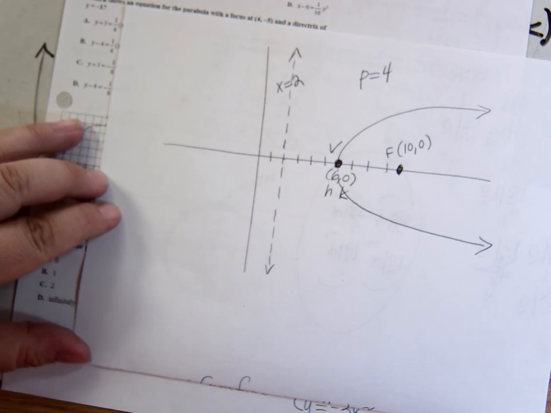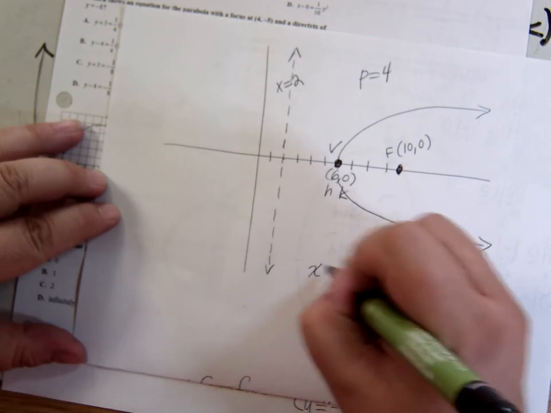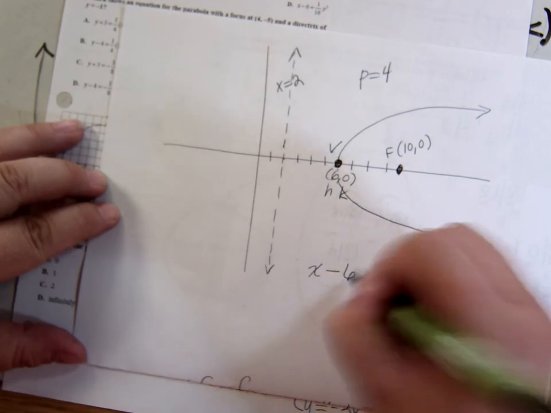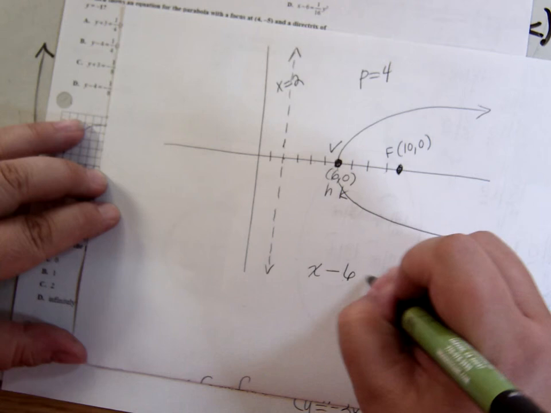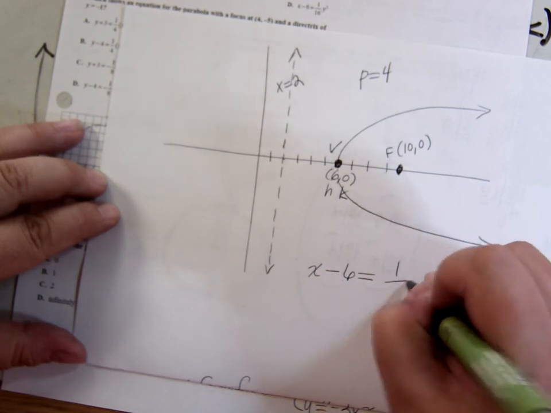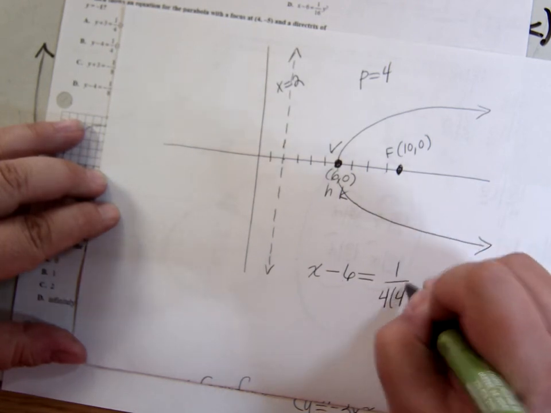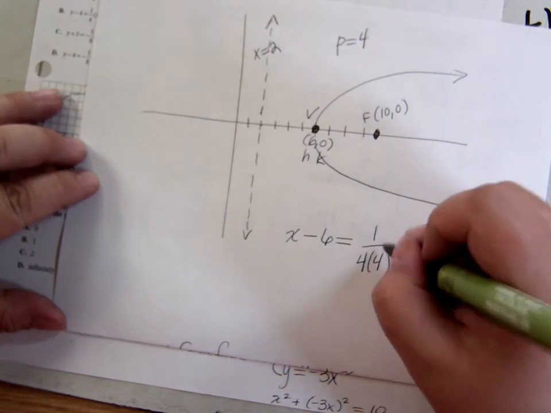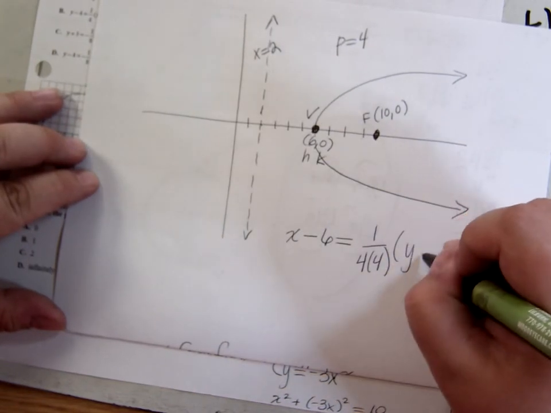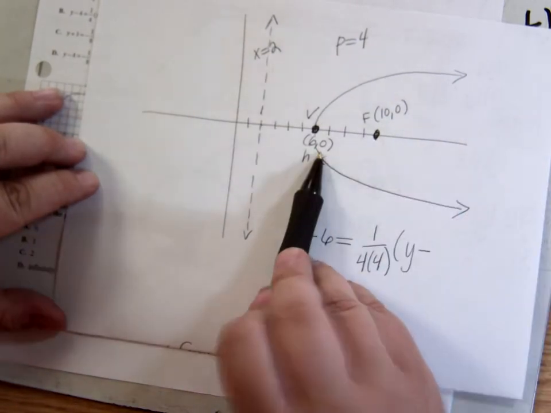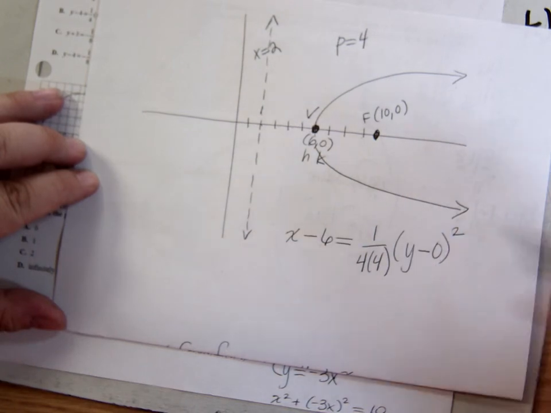I know that this opens to the right, so I know it's X. X minus H, so X minus 6, equals 1 over 4 times P, and P is 4, times Y minus, what's the Y value? It's 0, all squared. Okay?